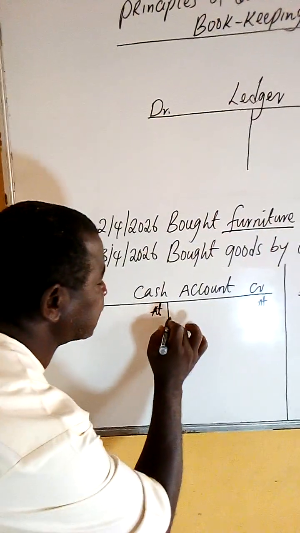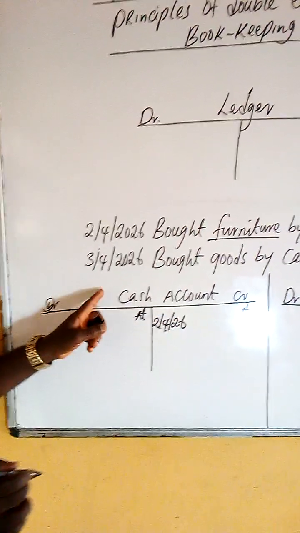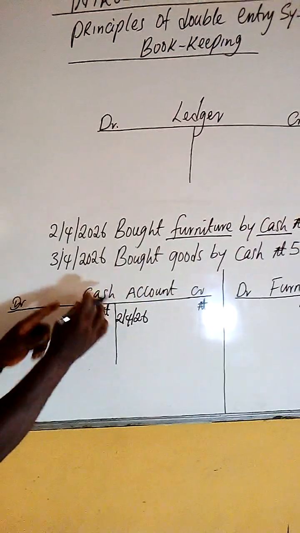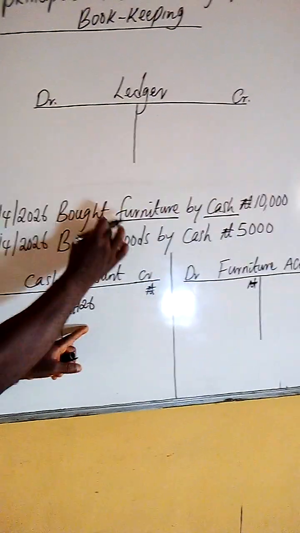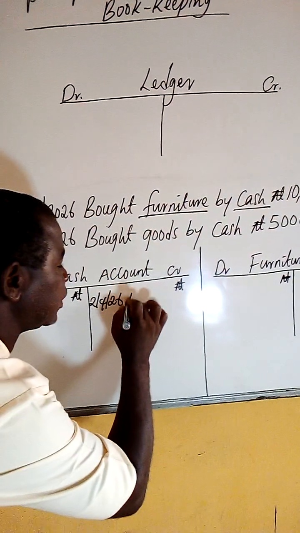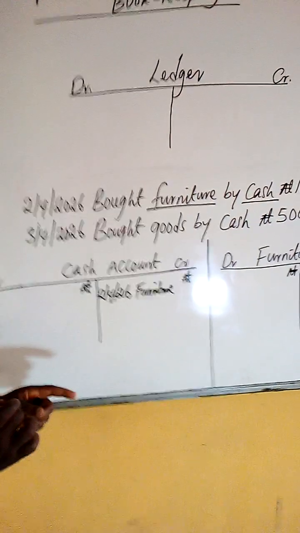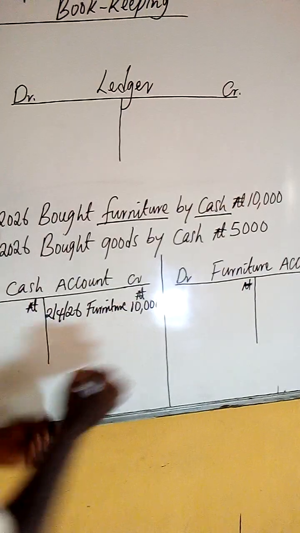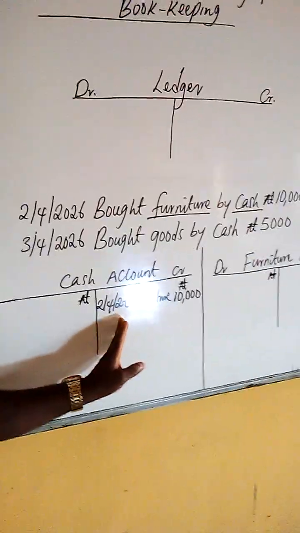They now say on the 2nd of April 26, cash is a giver account. We are crediting based on the principle of accounting. Now we say cash is given to the receiver account. The receiver account here is furniture, and how much is the amount? It is 10,000. You can see that cash has been credited, which means it is the account that gives.